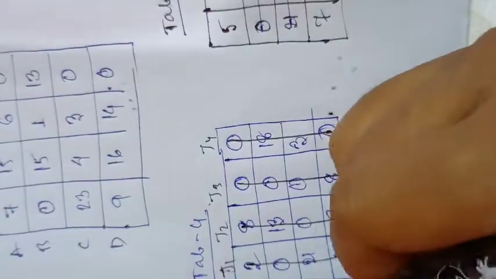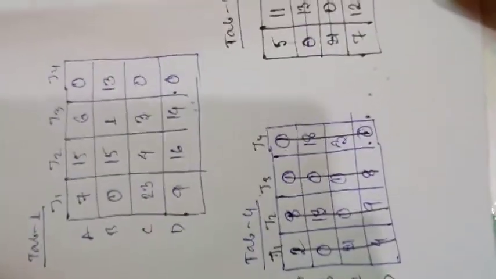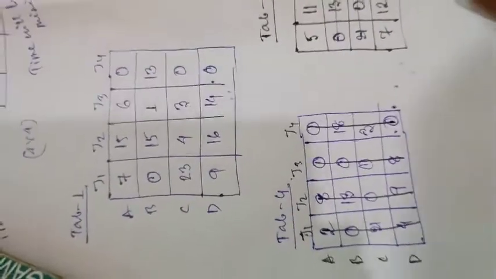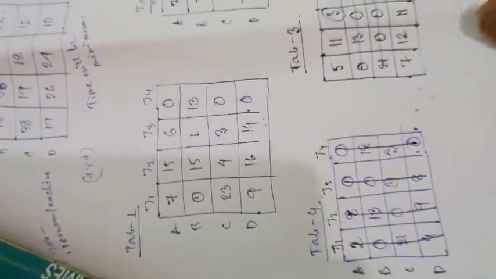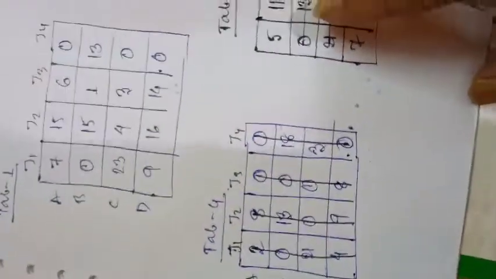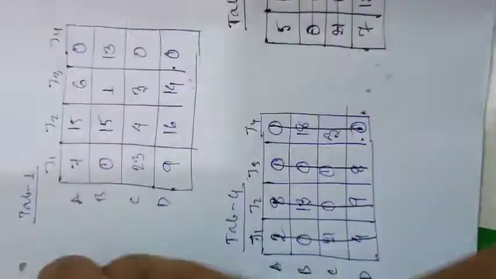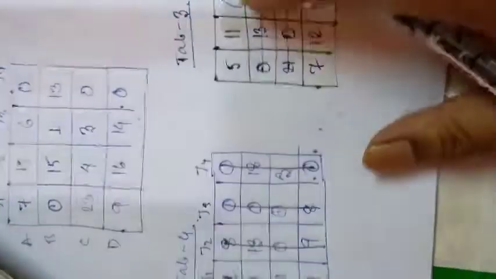So now we have covered the zeros, and the total number of lines covering all the zeros is 4, which is equal to the order of the matrix, 4. So now we can assign the jobs to the persons A, B, C, D, and now let us decide how to assign the jobs. Whenever we assign the job, we only write the cells which are occupied by 0.